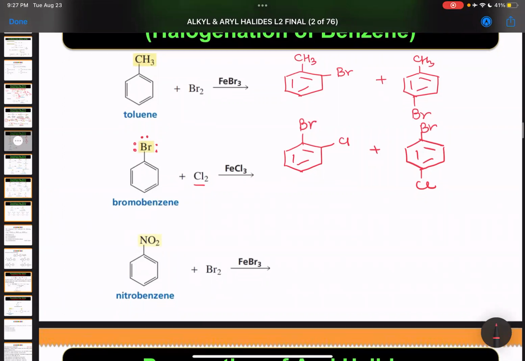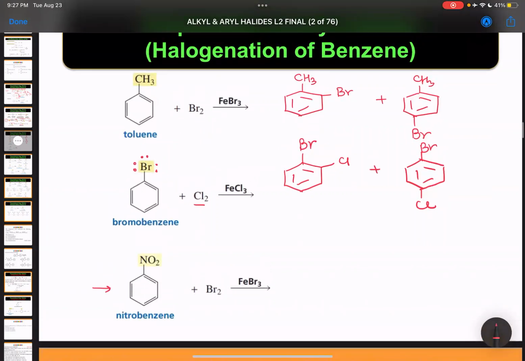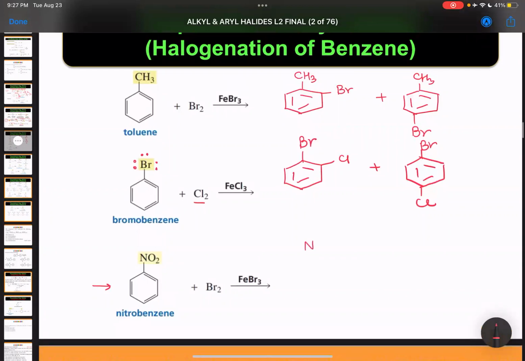And what about nitrobenzene? Sir, it will be meta directing. Yeah, it will be meta directing. Correct. Because nitrobenzene is an electron withdrawing group. Right? And electron withdrawing groups are meta directing.